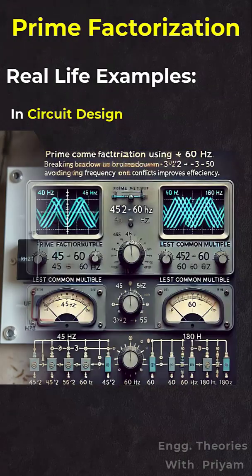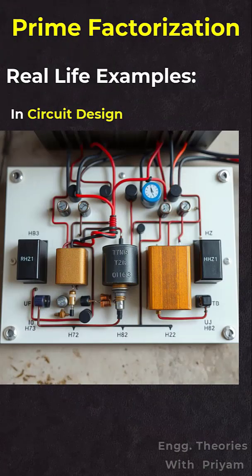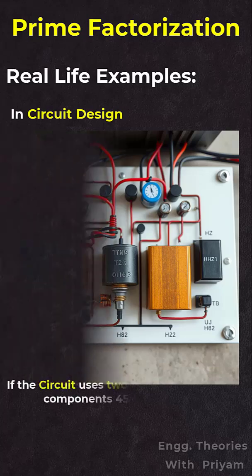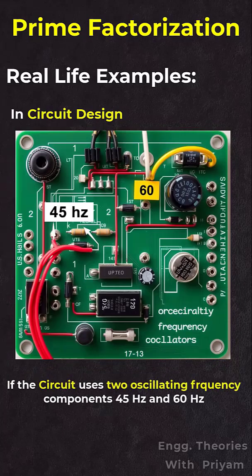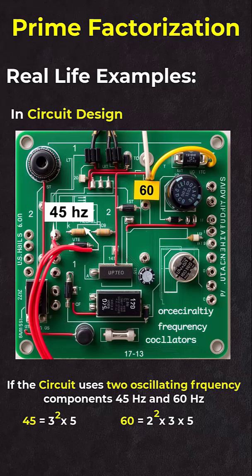Engineers use the prime factorization to design circuits that operate efficiently and avoid frequency conflicts. For example, suppose a circuit uses two oscillating frequency components with the frequencies 45 Hz and 60 Hz. To avoid interference, engineers calculate the LCM of 45 and 60. So prime factorization of 45 is 3 raised to the power 2 times 5, and prime factorization of 60 is 2 raised to the power 2 times 3 times 5. So LCM of the two numbers is 180. So the circuit should operate at 180 Hz to maintain stability and prevent conflicts.